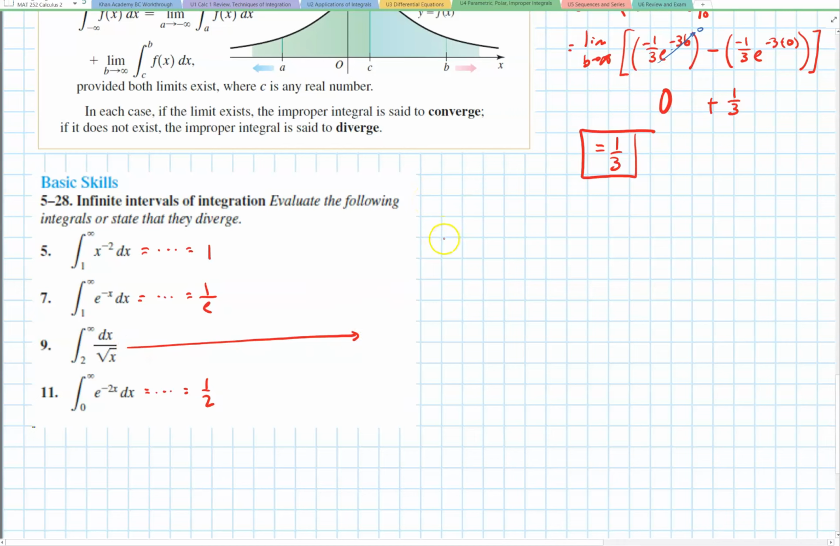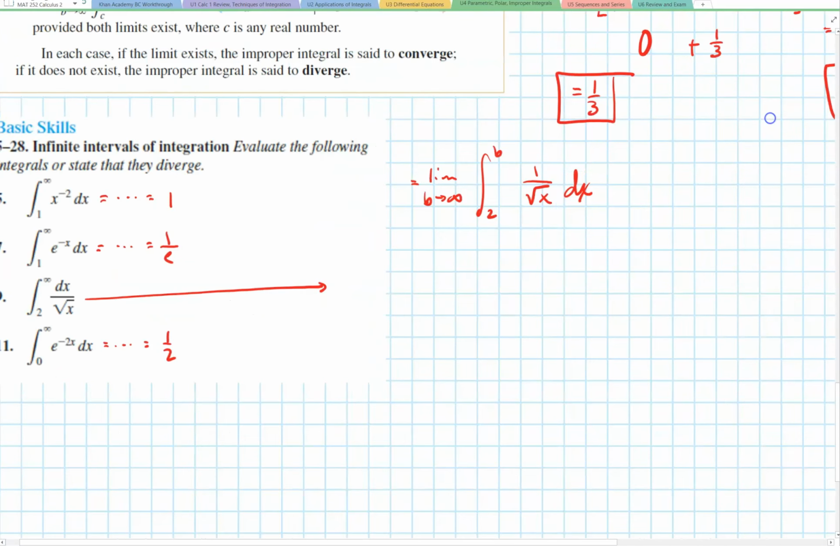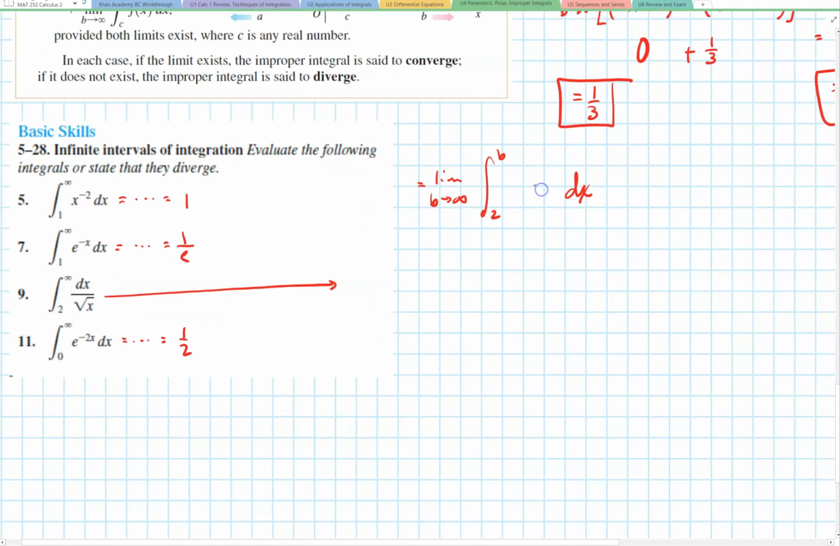We can say that this result for number 9 is going to be equal to the limit as b approaches infinity of the integral from 2 to b. And I'm going to write this as 1 over square root of x dx. And better still, to help me see the math a little bit more clearly, I'm going to call this x to the negative 1/2 power dx.